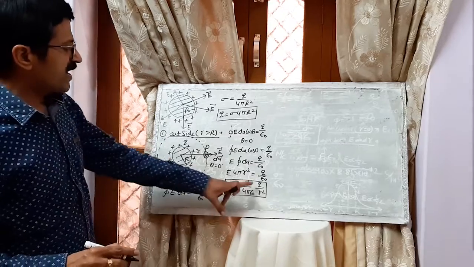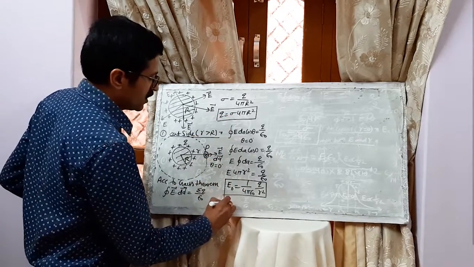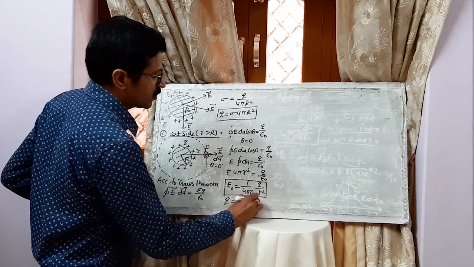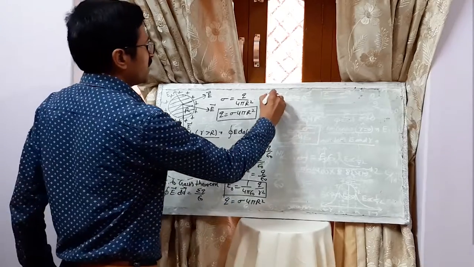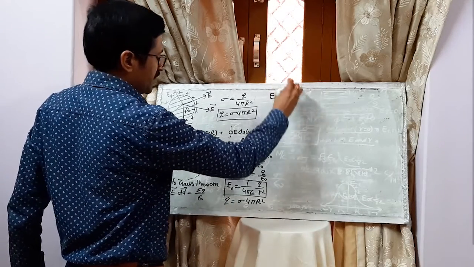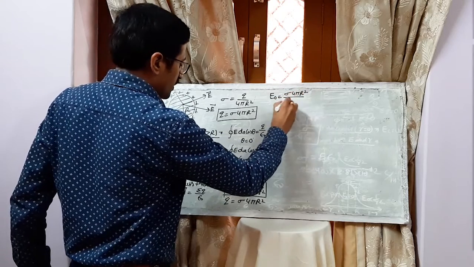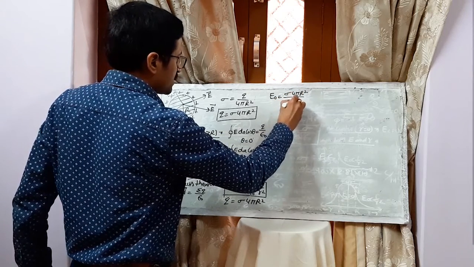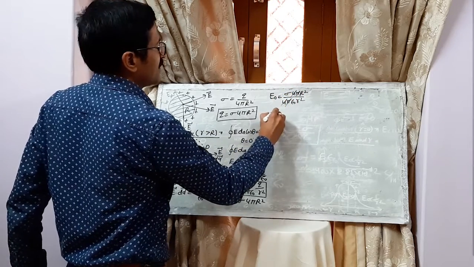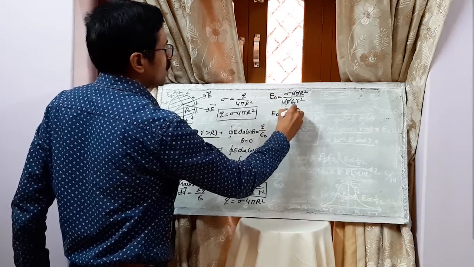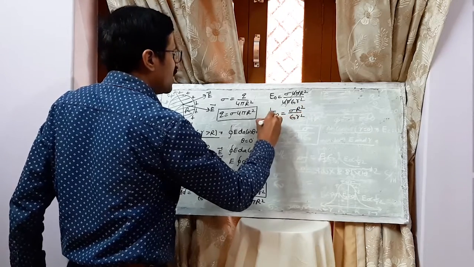Now, if we have to convert it in terms of sigma, then you have to put the value of q. You know, q is equal to sigma into 4 pi capital R square. Let us put this value here. Then E outside will be sigma into 4 pi R square upon 4 pi epsilon naught small r square. This pi will get cancelled, 4 will get cancelled. You will have E outside is equal to sigma capital R square upon epsilon naught small r square.